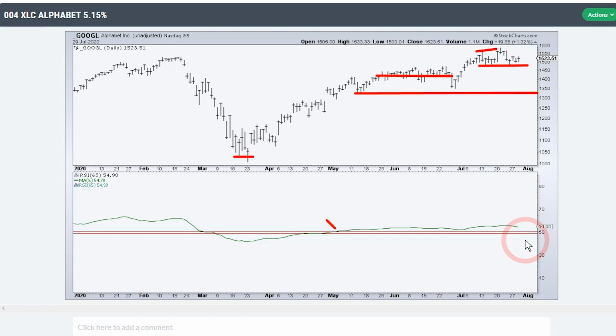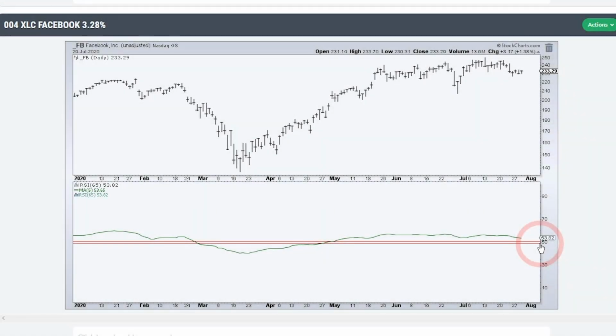And that's why I'll be watching this indicator going forward for these 4 stocks, because if 2 of the 4 break 49 and you have half of them in downtrends, that's going to weigh on the market. Now let's look at some of the other top 10 stocks in the S&P 100.